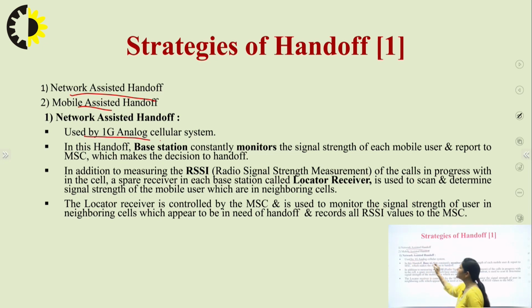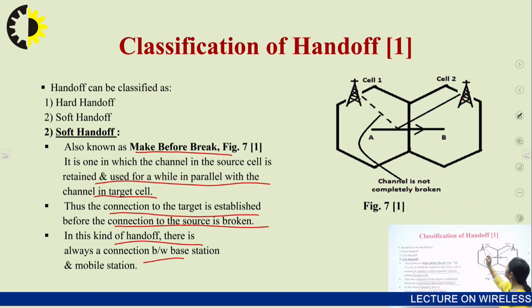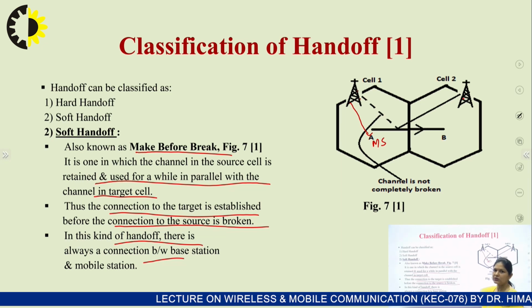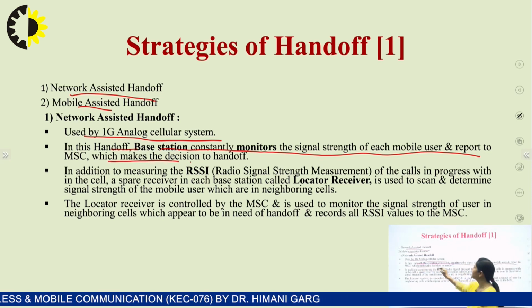Network assisted handoff was used in the 1G analog cellular system. In this handoff, the base station constantly monitors the signal strength of each mobile user. You can see here, this is the base station, and here we have the mobile station. The base station continuously monitors the power of the mobile station, whether it has gone below the threshold or is above the threshold, and reports to the MSC, which makes the decision to hand off.